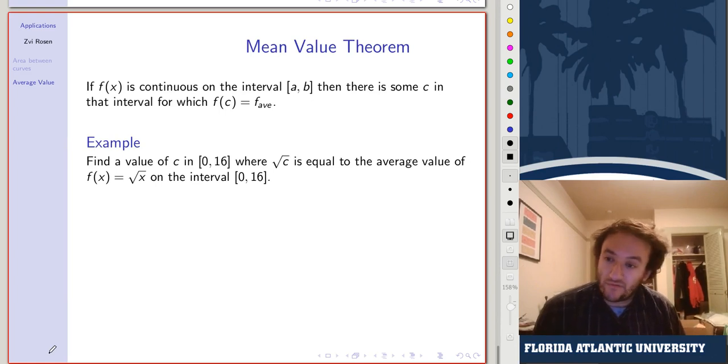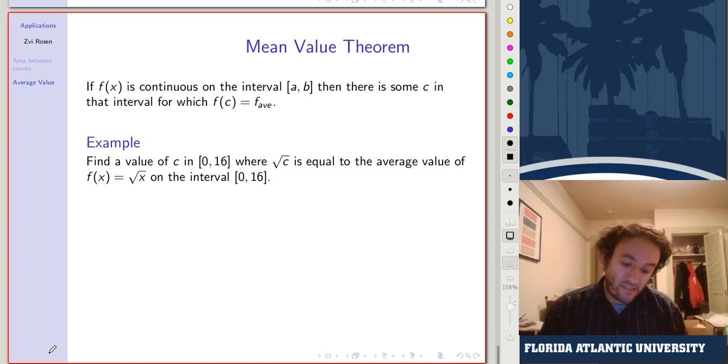And we'll finish off with the mean value theorem. If f of x is a continuous function, and most of the functions we deal with are continuous, on the interval [a, b], then there is some c in that interval for which f of c equals the average value. Okay, let's do an example to illustrate this. Find a value c in the interval 0 to 16 where the square root of c is equal to the average value of f of x equals the square root of x on the interval 0 to 16.